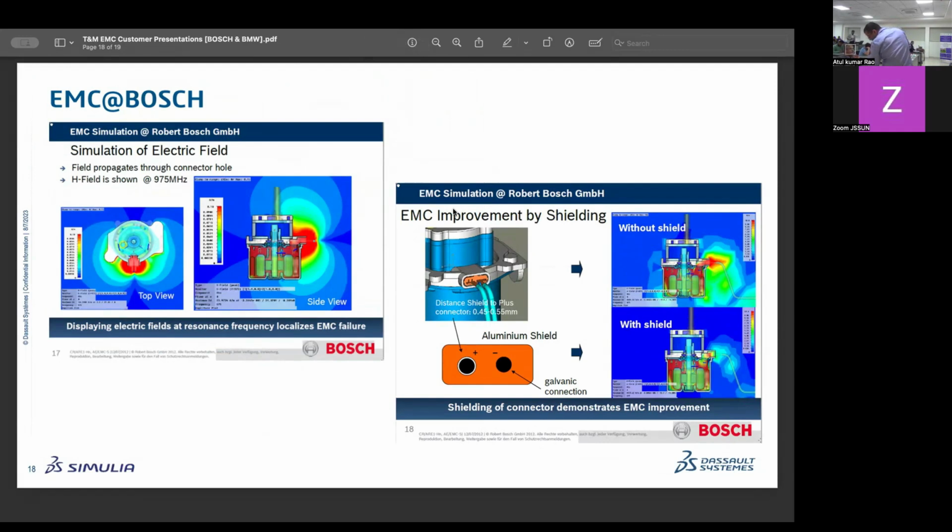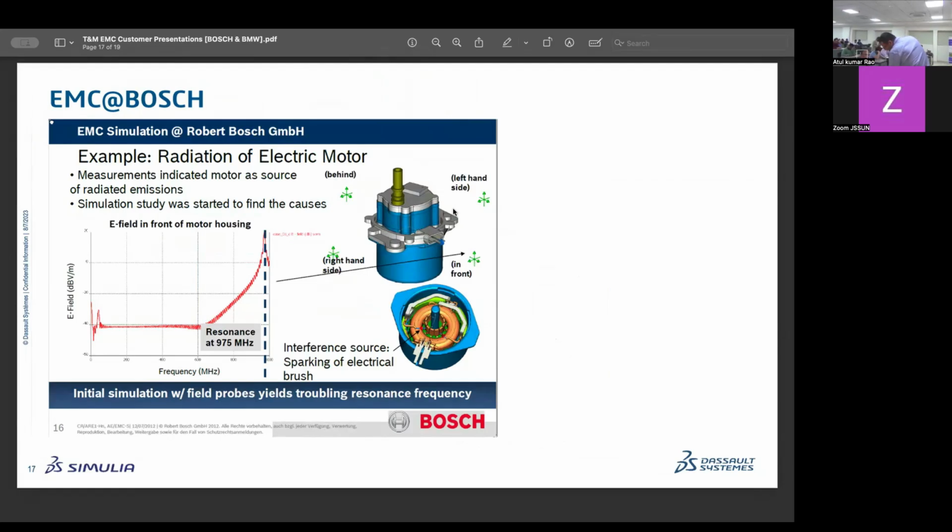What is the RPM roughly, sir? Any idea? No, sir. I didn't know. 975 megahertz. So I don't know the RPM, but I can look at it.